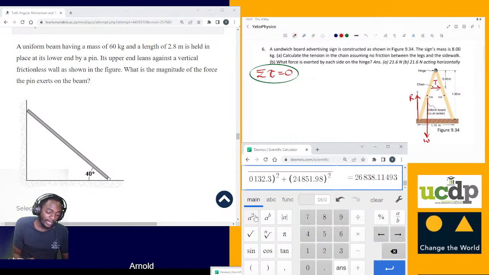But obviously we realize that there is only one force that is in the horizontal, which suggests that there is probably going to be another force acting at the hinge to support this tension. And obviously the reaction force is equal to the weight. So at least that's what we can start with.